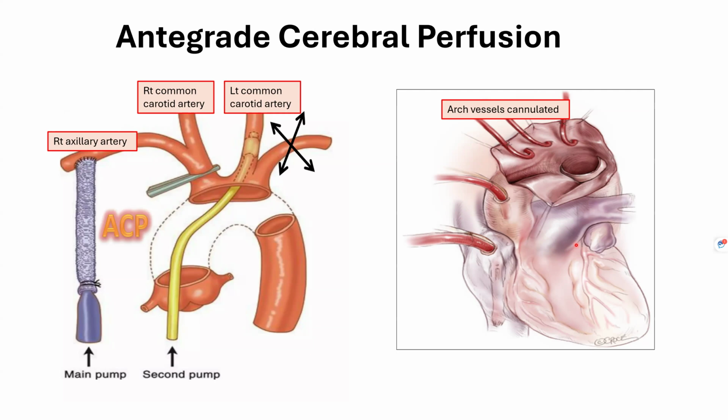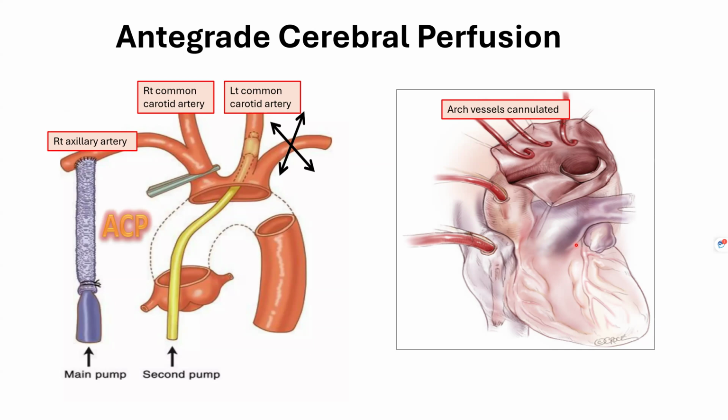But this is your natural flow. This is your forward flow, or your antegrade flow. So this is how naturally your brain gets perfused. It is a better approach, a better way of flowing it. It is believed that it flushes the toxins better. It controls the temperature of the brain better. But the biggest disadvantage with the antegrade is possible injury to your arch vessels, your brain, and also the spinal cord injuries.